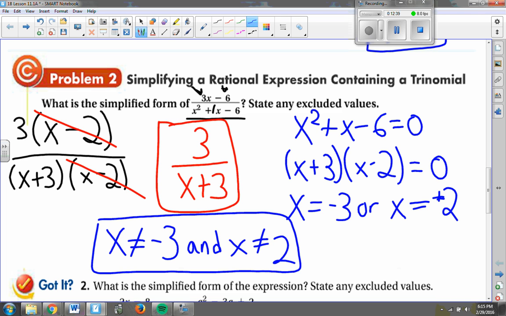So I have my simplified form there in red that I got when I canceled those x minus 2 factors. And I have my excluded values here in blue. x is not allowed to be negative 3, and it's not allowed to be positive 2, because those two are my solutions when I set the denominator equal to 0. Okay.